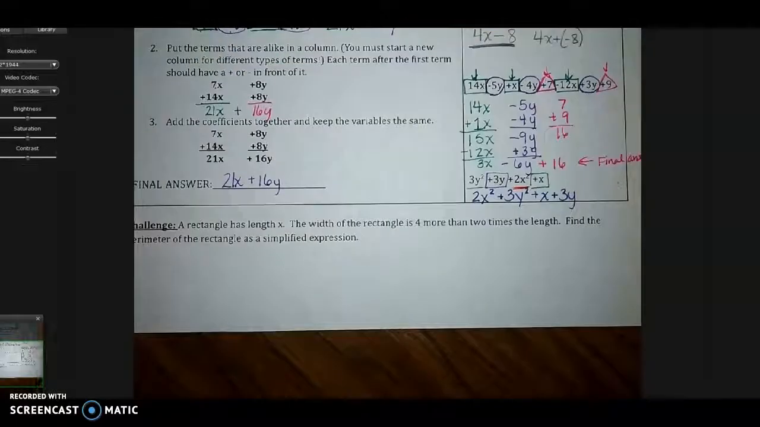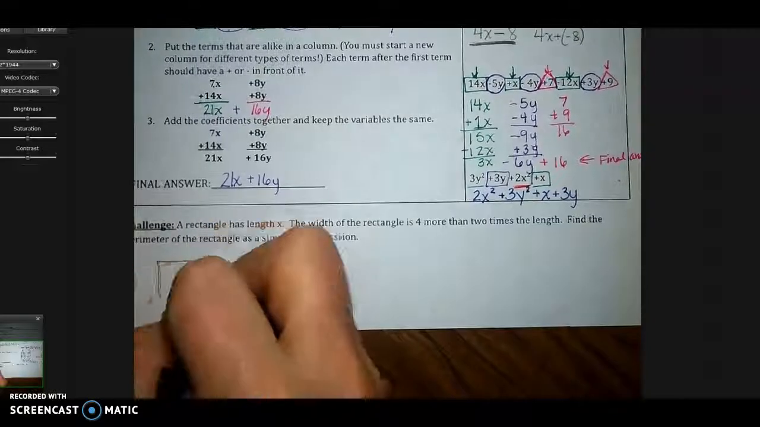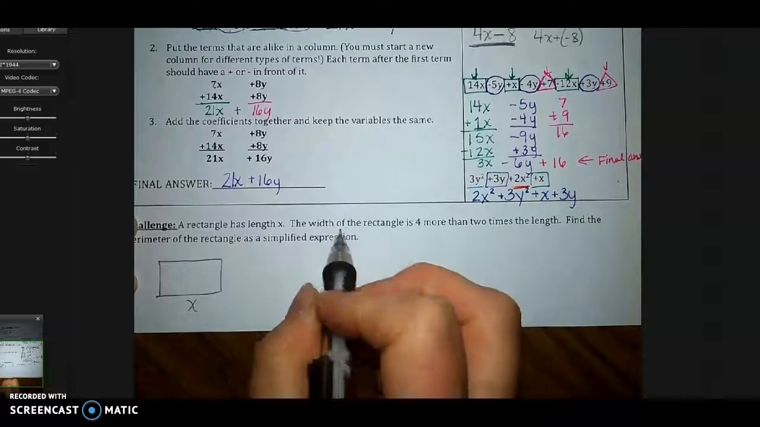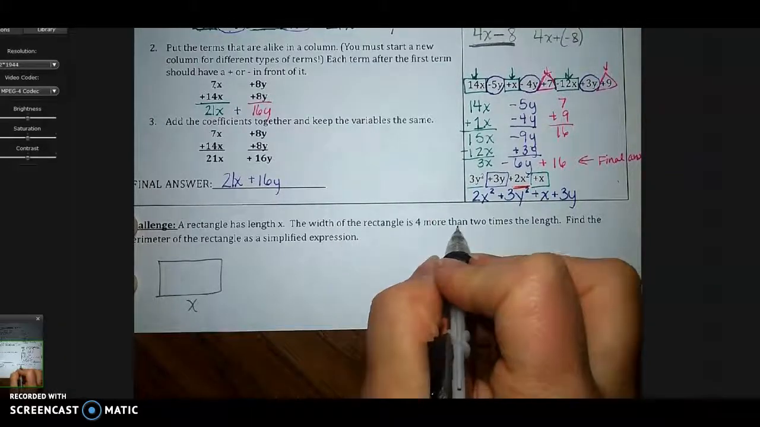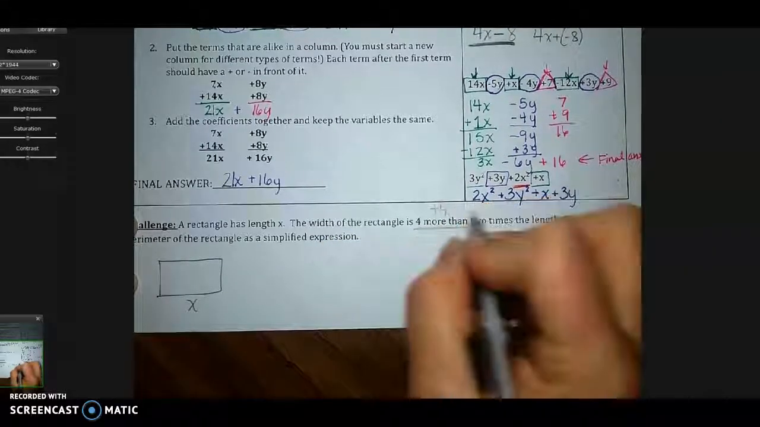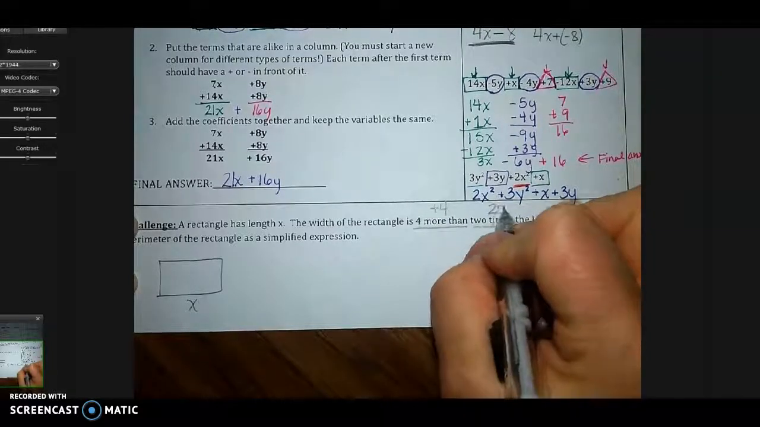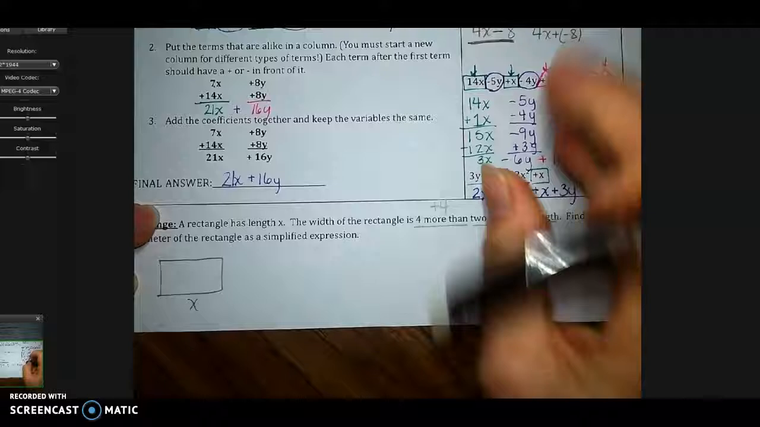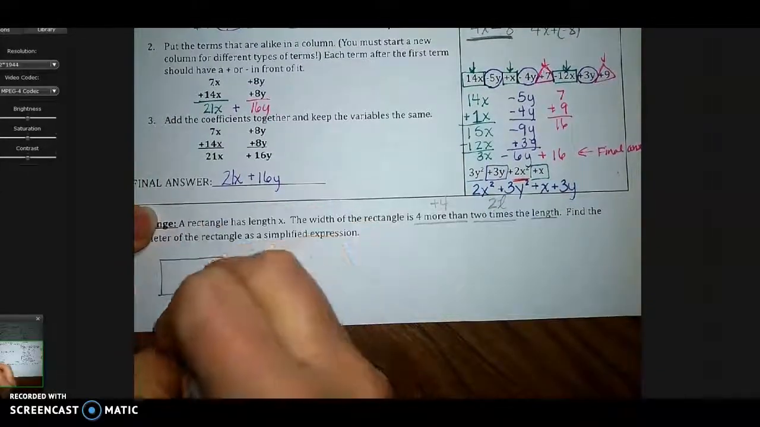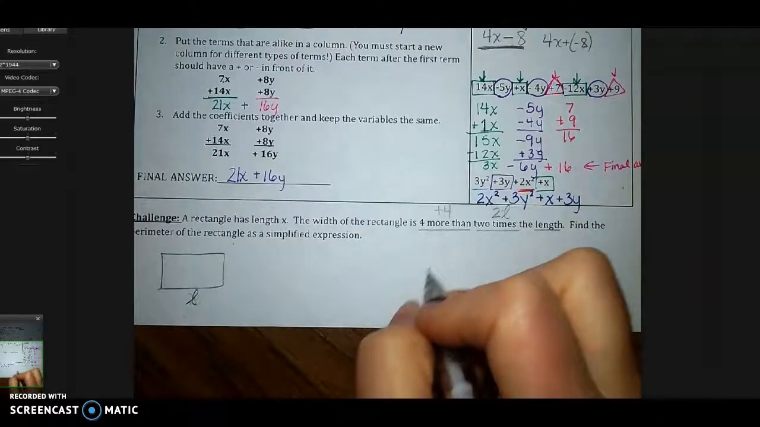For my next question here, I'm talking about a rectangle. And anytime I'm talking about a shape, I'm going to draw it, and I'm going to label it. So it tells me it has length x, and then it says the width of the rectangle is 4 more than 2 times the length. So 4 more than means I'm going to add 4. 2 times the length means 2 times x, or if you wanted to, you could call it the fancy L for length, because that is something that we've used in our formulas before for finding lengths of rectangles and such.